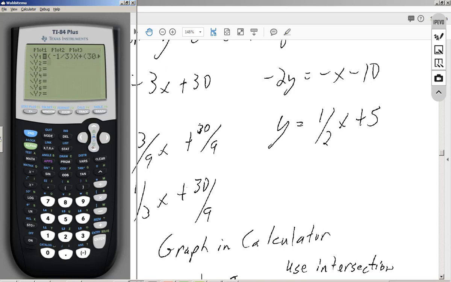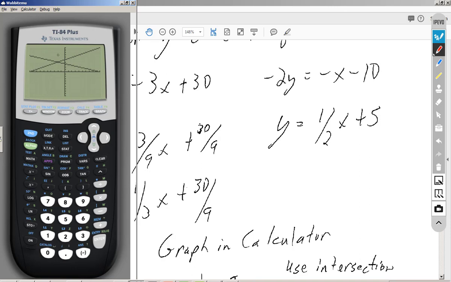There's my first equation. Now my second equation, type in and put parentheses around 1/2, and then we have our x plus 5. When you're done doing that, hit zoom and then hit 6 for zoom standard, because other people use these calculators. And now you'll notice that the solution is going to be at that intersection right here. If I look right there, it's kind of hard to see exactly where that is. It looks like it may be negative 2 and maybe 4.